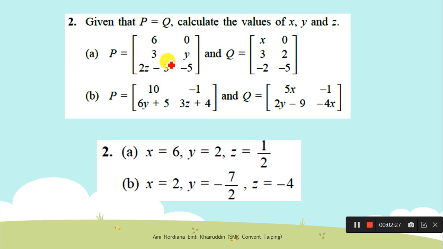So for the third row and first column is equal to this. So 2Z minus 3 is equal to negative 2. So 2Z is equal to negative 2 plus 3, which is 1. So Z equals 1/2. Okay. So for B, 10 is equal to 5X. So X is equal to 2.